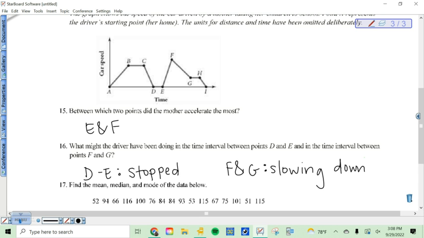Number 17 is just mean, median, and mode again, so I'm not going to do another example on the board. You okay? If you need more help with mean, median, and mode, come and see me during lunch on Monday. Okay, that's on you. And that's it for that.